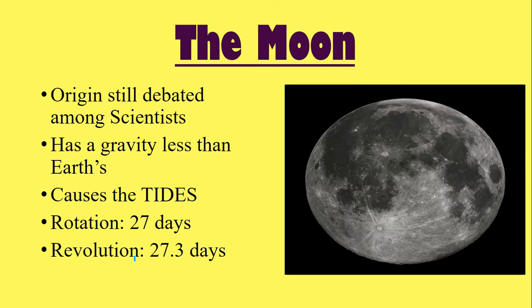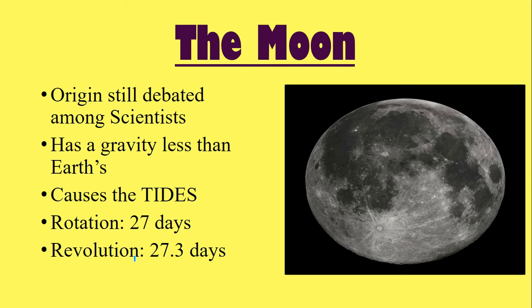Now the moon. The origin is still debated among scientists. We don't really know exactly how we got the moon. There are many different theories out there, and I suggest you go look up those theories on Google. There are just competing theories. Now, the moon does have less gravity than the Earth, but one thing the moon does is it factors into our tides, the rise and fall of sea levels.